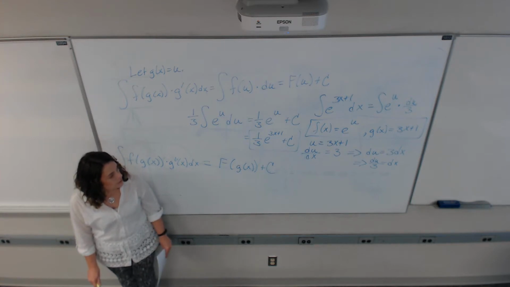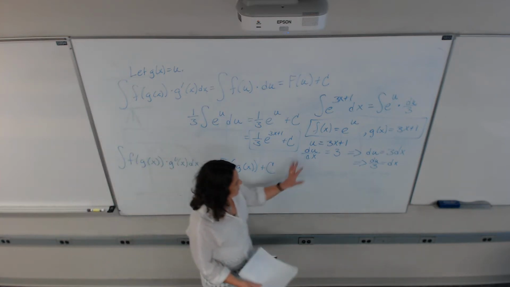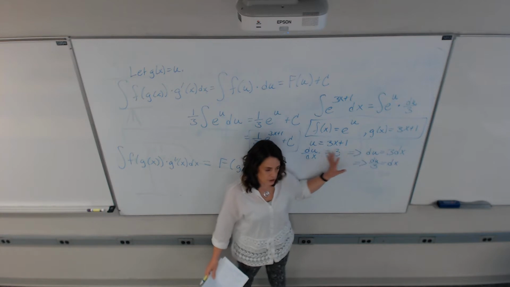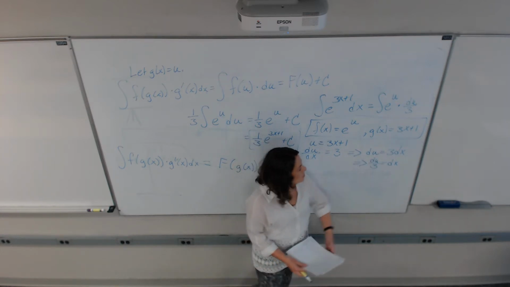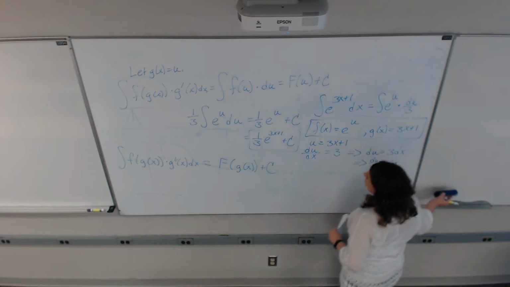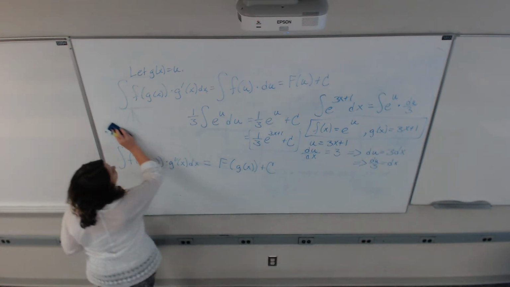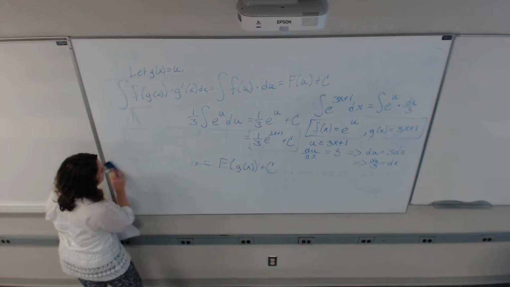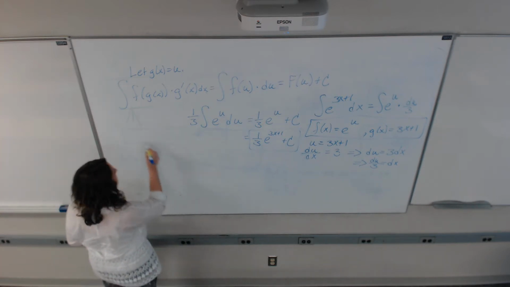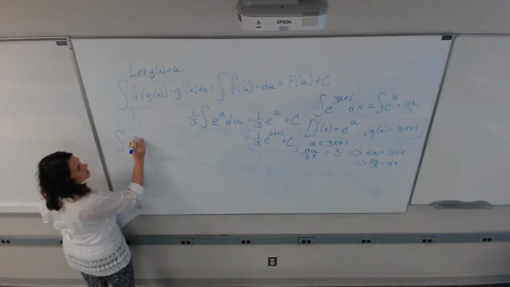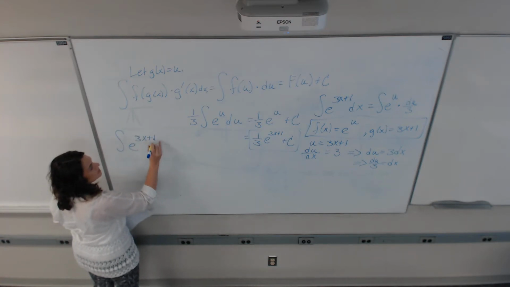Now I have some students that don't like this sort of abusive notation over here. They consider it sort of trickery. They don't understand why is this working. So I'm going to show you why it works. But then after that, I think you'll trust that it does work and you'll just do it. It is easier. All right. So what we're starting with is e to the 3x plus 1 dx.